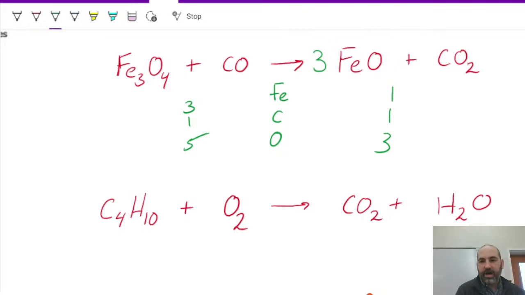So we haven't done anything to the left, that's going to stay the same. But the right side now, we are no longer having 1 iron, we now have 3. And we no longer have 3 oxygen because we changed the number of oxygen also. So now instead of 3 oxygen, we have 3 from here and 2 from here, which is 5.